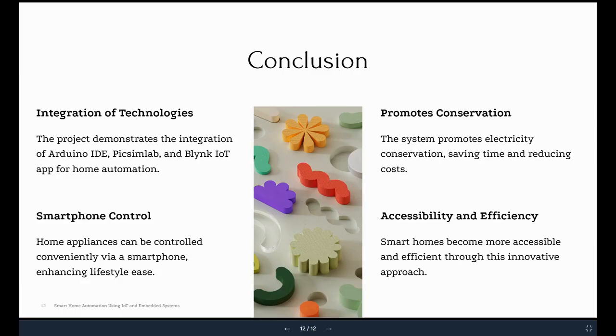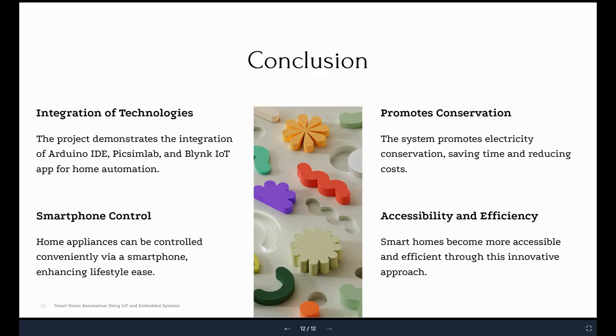And moving on to the conclusion of our project, it includes the integration of technologies, smartphone control, and promotes conservation, accessibility and efficiency. And moving on to integration of technologies, it includes the project demonstrates the integration of Arduino IoT, PCM Lab, and Blynk IoT app for home automation.